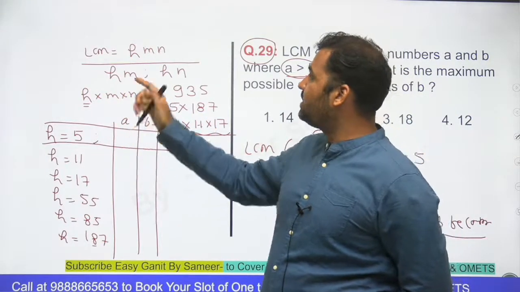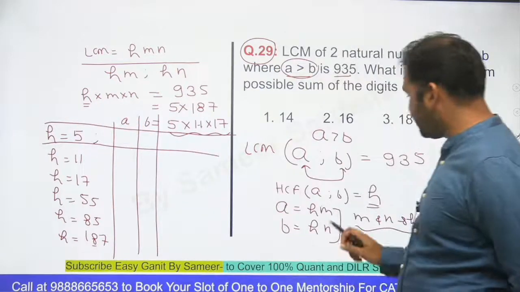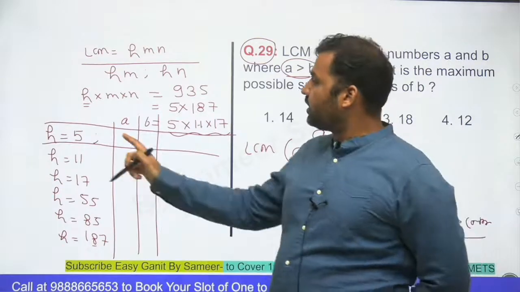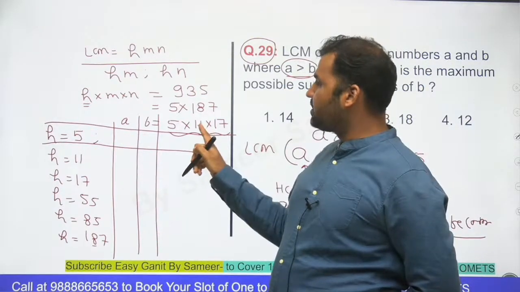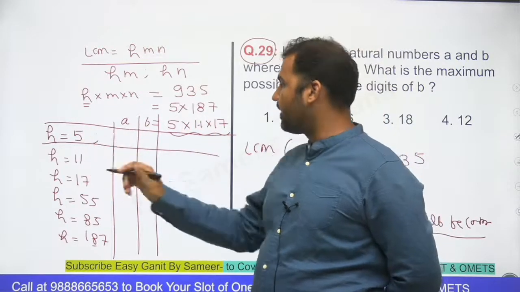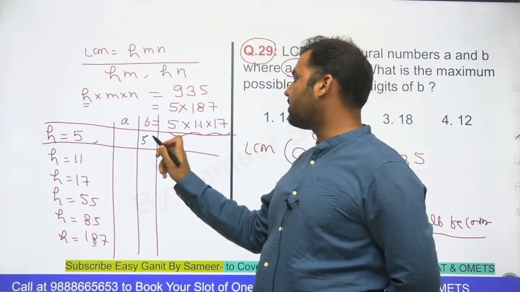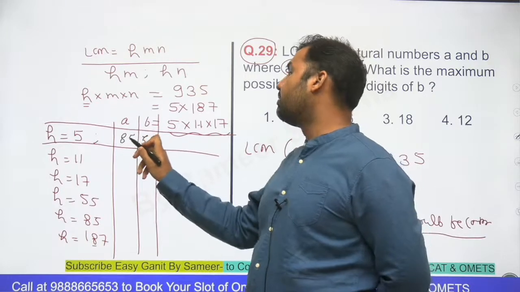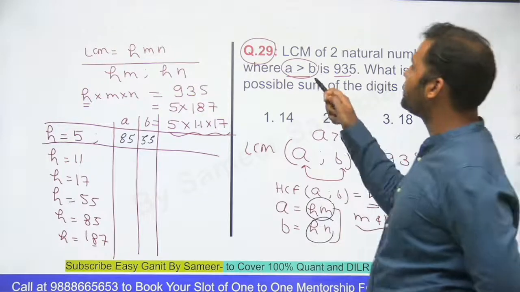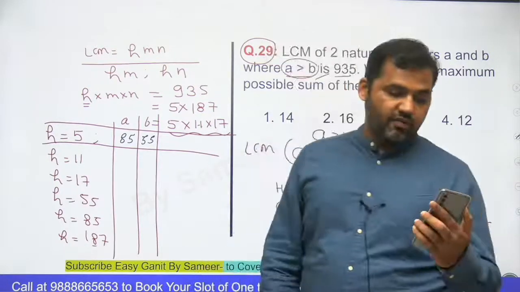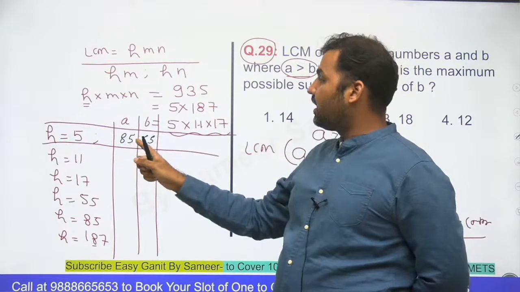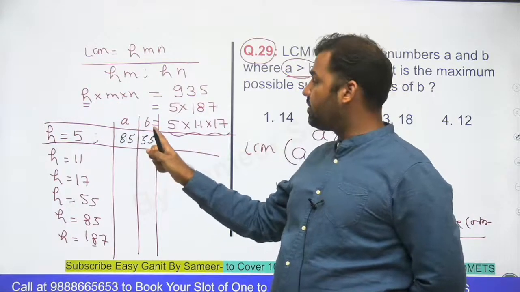Now a is, what is the value of a? A is h into m, b is h into n, right? So h is 5, m is 11 and n is 17, right? So 11 into 5, one of the number has to be 55, one of the number has to be 85. Because I want a to be greater than b, अगर मुझे a का वैल्यू b से बड़ा चाहिए बच्चों, if I want the value of a to be greater than b, can I say that a has to be taken as 85 and b has to be taken as 55.